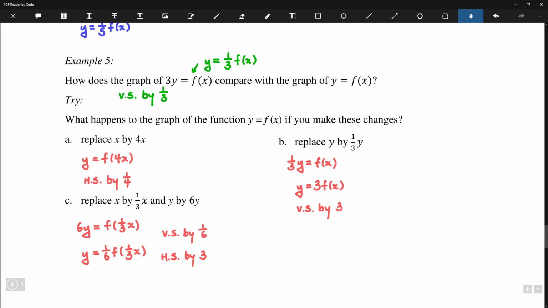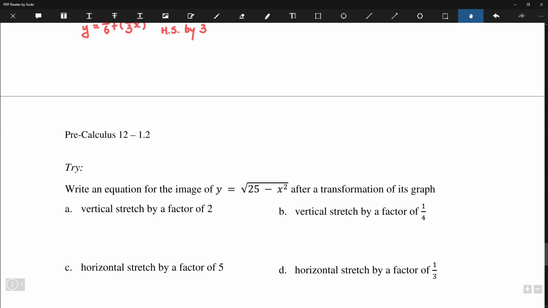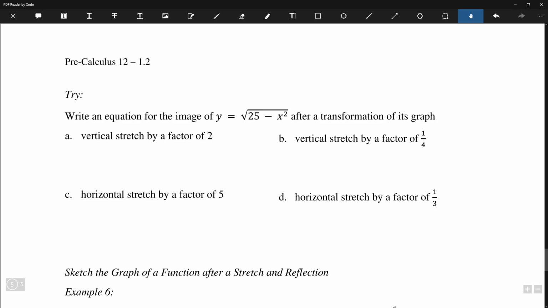Okay, just a couple more graphs to combine multiple transformations. But before then, we have here an actual graph. So you recall that this is the semicircle graph. And we're going to transform it with vertical stretches and then horizontal stretches. All right. So the first one is pretty straightforward. Right. Vertical stretch by a factor of 2.